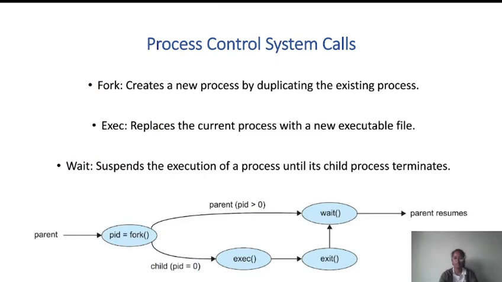Process control system calls. We have fork, exec, and wait. Fork creates a new process by duplicating the existing process. Exec replaces the current process with a new executable file. Wait suspends the execution of a process until its child process terminates.